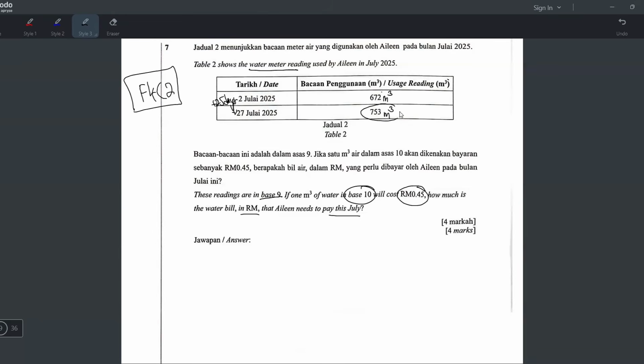Okay, we have to take ini tolak dengan ni. So 753 and it's base 9. Don't forget that it's base 9. Minus with 672 base 9. Sir, kenapa minus? Untuk dapatkan dia guna berapa lah. Untuk dapatkan dia usage berapa. Okay. Yeah, because this is the initial reading. This is the final reading. So nak tahu dia sudah guna berapa antara tu, you tolak lah.